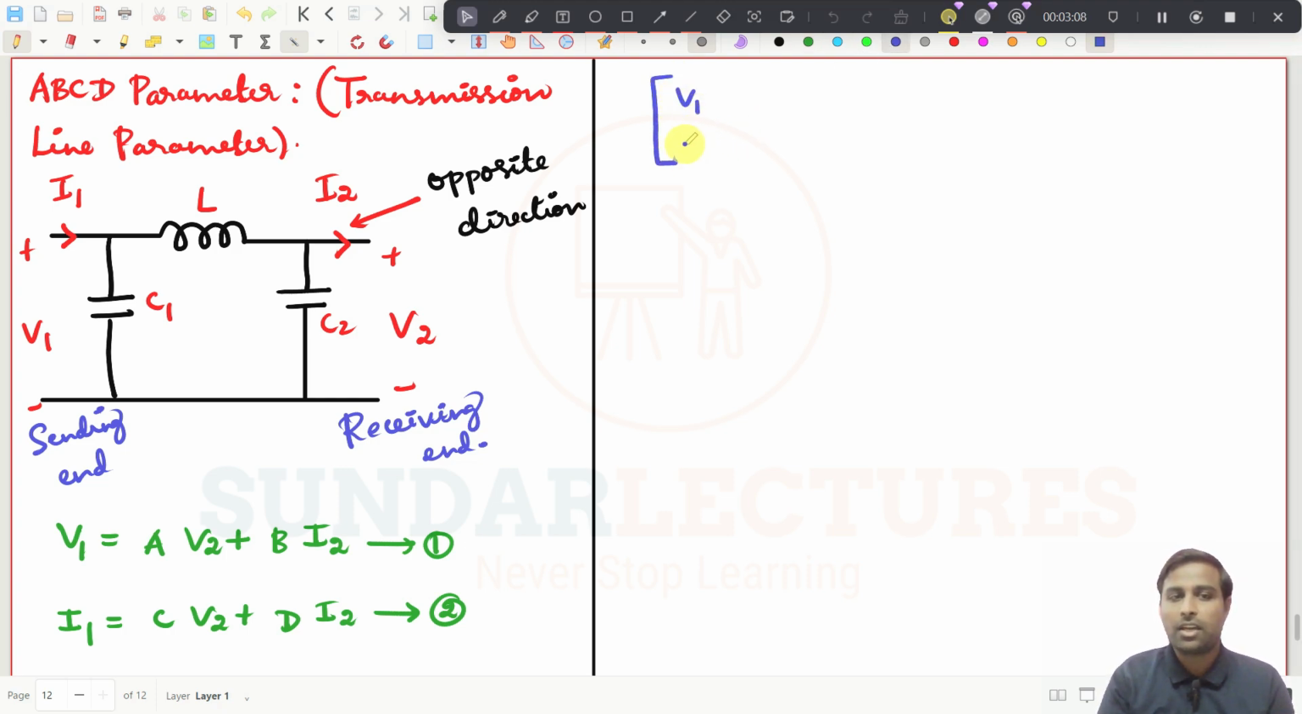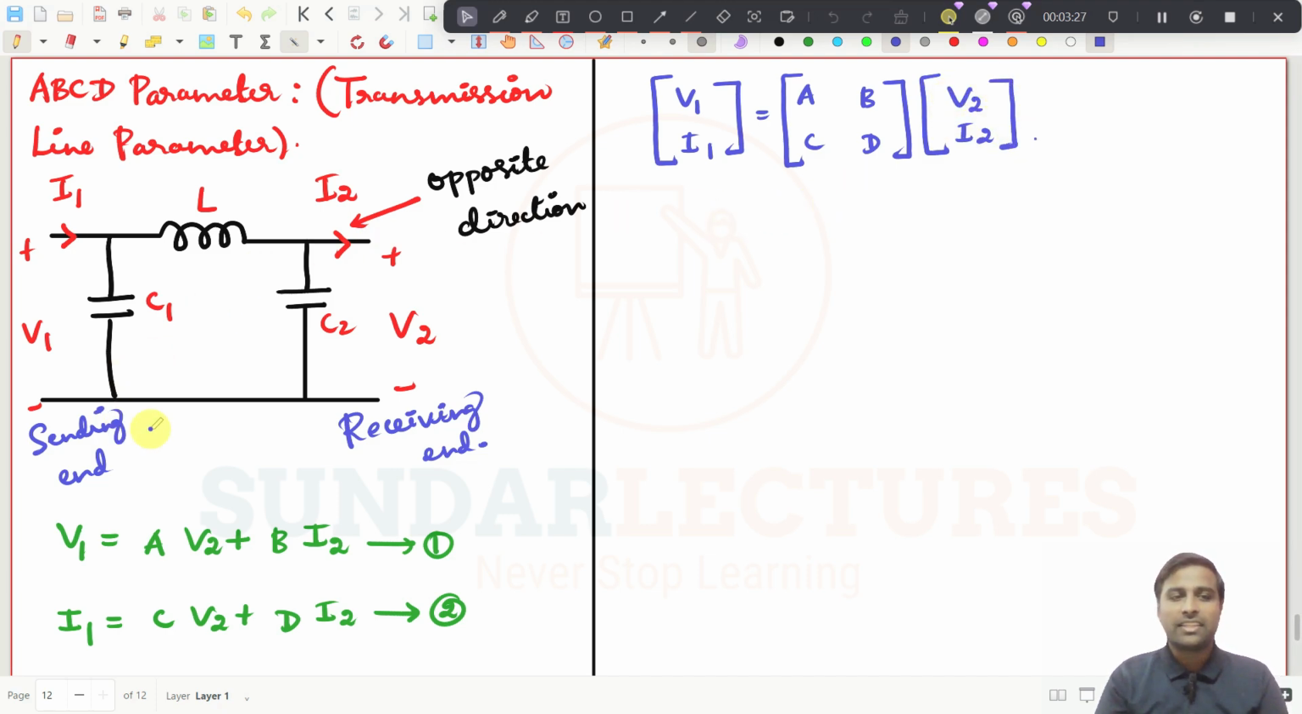This is V1, this is I1, and that should be equal to A, B, and this will be C, and this will be D, and that should be equal to V2 and I2, in relation between the sending end and receiving end. See, I have written the sending end component with respect to the receiving end component. That is what we are calling the ABCD parameter.